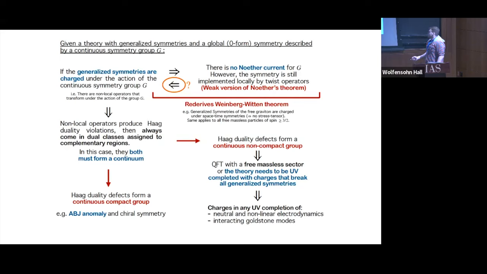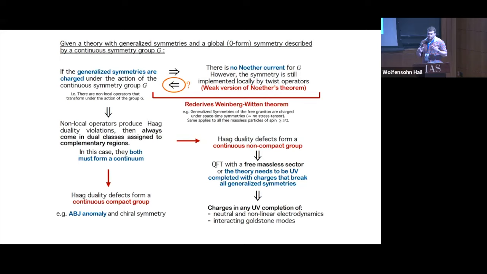Another interesting aspect is that in algebraic quantum field theory, the non-local operators are related to Haag duality violations, and therefore they always come in dual classes assigned to complementary regions. And in the case that the generalized symmetry is charged, they both must form a continuum. There are here two cases. Of course, it's the case that the Haag duality defects form a continuous compact group.